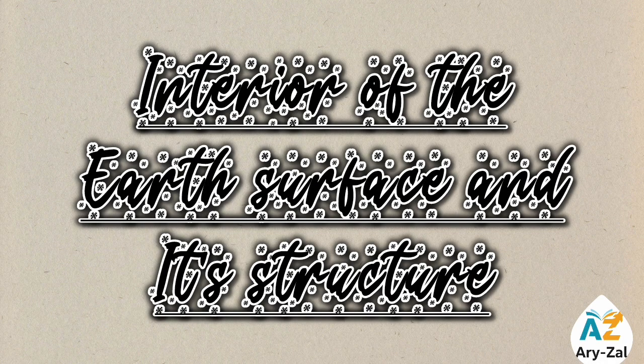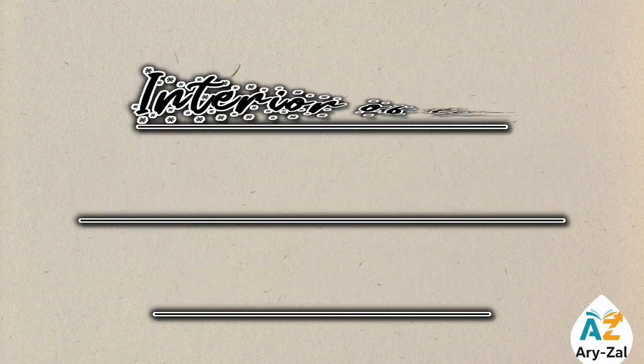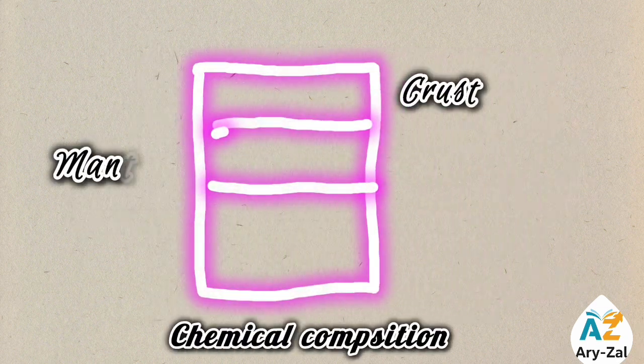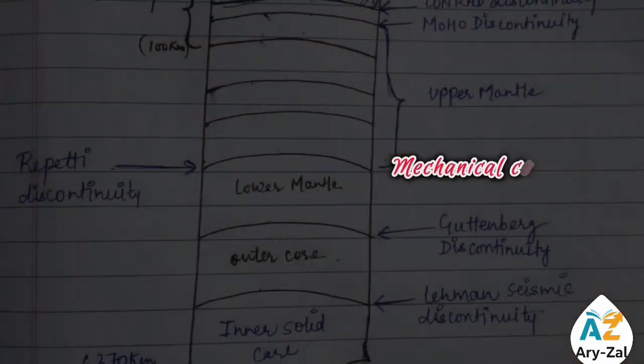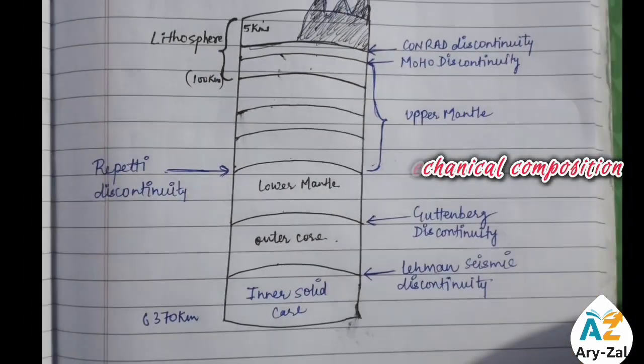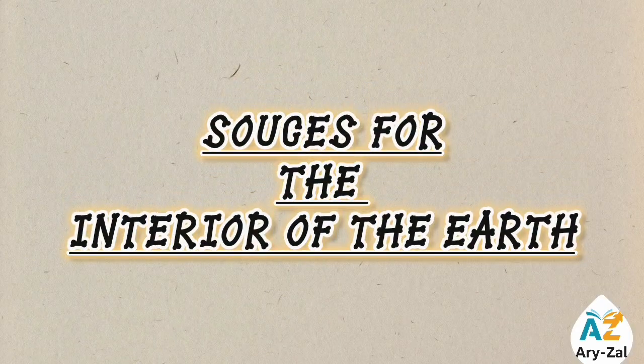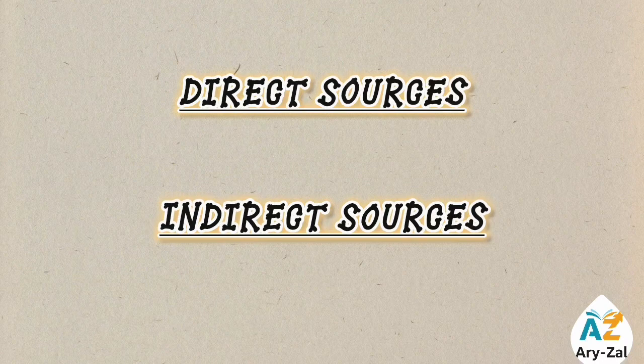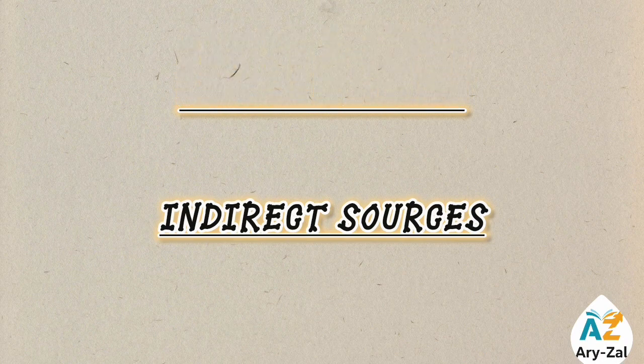The three major layers form the interior structure of the Earth, which is further divided into several layers based on chemical composition and mechanical composition. Now, the question arises: how do we know what lies beneath the Earth's surface? Actually, there are two types of sources, the indirect sources and direct sources.